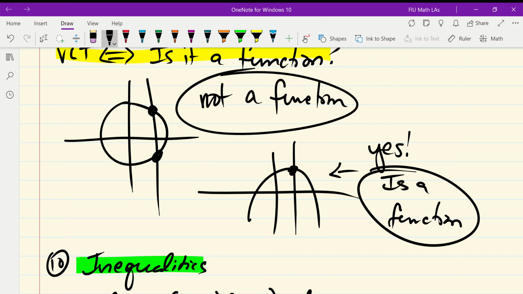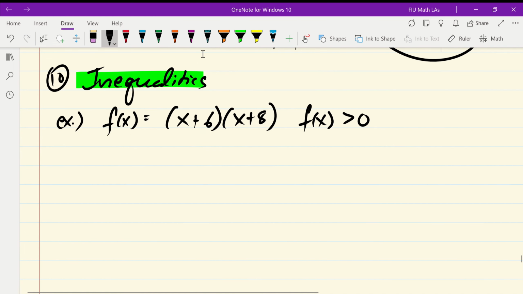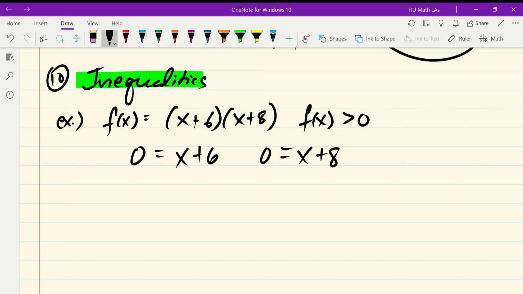All right. So we also have inequalities. If we have an inequality, let's not forget, I went ahead and factored this out for you already because I'm going to save time. We talked about how to factor, but let's say we got x plus 6 and x plus 8. Let's go ahead and find out what our zeros are. I get 0 equals x plus 6, and 0 equals x plus 8. If I subtract, I get negative 6 equals x, and negative 8 equals x.